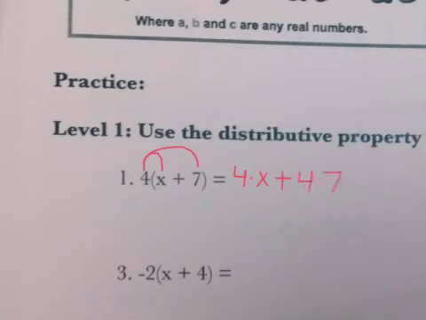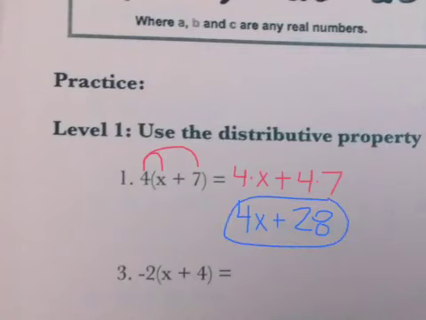Now, this step of the work is something that you can write out, or something that you might eventually do in your head. And then our final answer, we'd write 4x plus 28. So what we've done is eliminated the parentheses from this original expression by multiplying the 4 through by both the x and the 7. Let's take a look at another one.